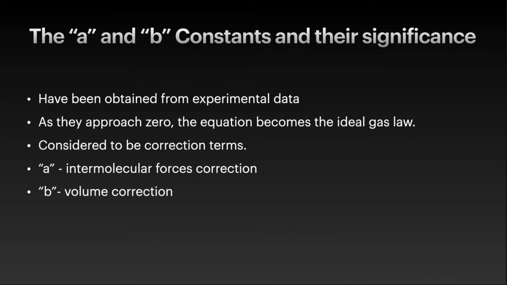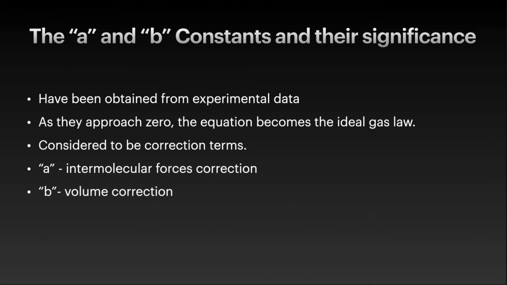The two constants have been obtained from experimental data on density, temperature, and pressure. As these two constants approach zero, the van der Waals equation becomes the ideal gas law. The a and b constants differ depending on which gas you are using in your equation. For example, helium has an a value of 3.46 × 10^-3 and a b value of 23.71 × 10^-6. Meanwhile, neon has an a value of 2.12 × 10^-2 and a b value of 17.10 × 10^-6, and so on.